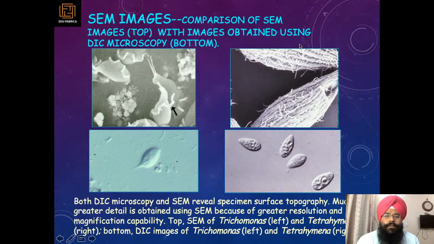So these are SEM images, a comparison of SEM with images obtained using DIC microscopy, top and bottom. Both DIC microscopy and SEM reveal specimen surface topography. Much greater detail is obtained using SEM because of its greater resolution and magnification capability. So here the SEM images are 3D. You can see how much finer the images are, and how much better they look compared to the normal ones at the bottom. They are really 3D, and we can see things in a much more exact manner.